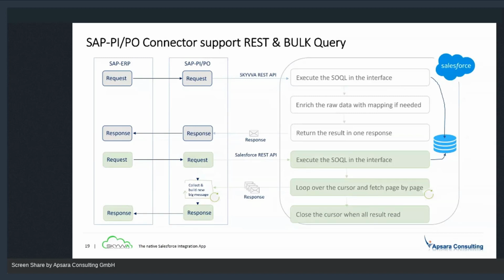But we are not sending 500,000 records at once back to the caller. Here, Salesforce provides a cursor, so we can fetch the data by block size, by page. We fetch the data page by page and send it to our connector on the SAP-PI PO side, where we have a collector. Our adapter can collect the small messages and build a new message. So it is looping here.